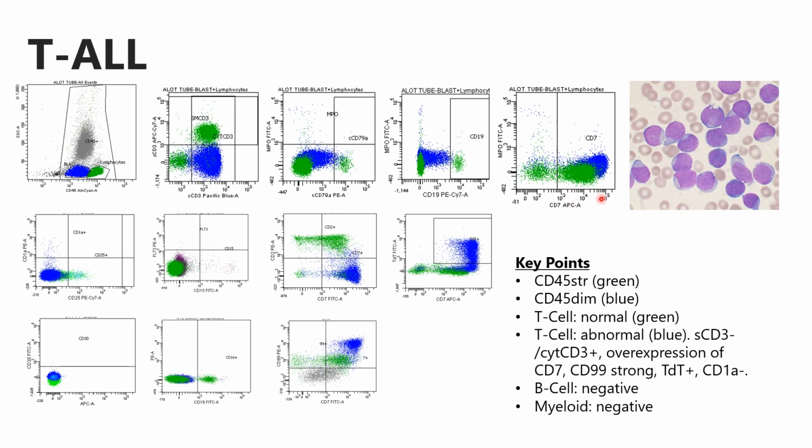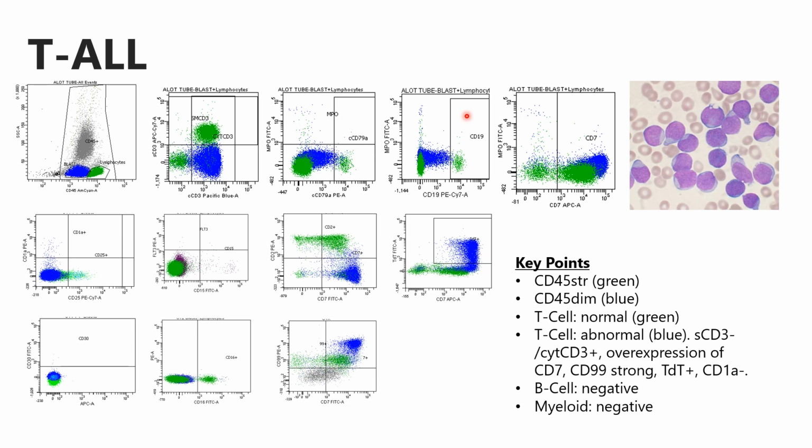Very important to assess that this is not a mixed phenotype acute leukemia. So you can see that they're negative for cytoplasmic CD79A, negative for myeloperoxidase, and negative for CD19. So I think the key points here are that the cells are CD45 dim. The blue ones are the ones of interest. We've got the normal T cells in green. We've got the abnormal T cells in blue, which are surface CD3 negative, but cytoplasmic CD3 positive, with an overexpression of CD7. We can also see that we've got TDT expression down here. And you can see we've got very nice TDT expression.